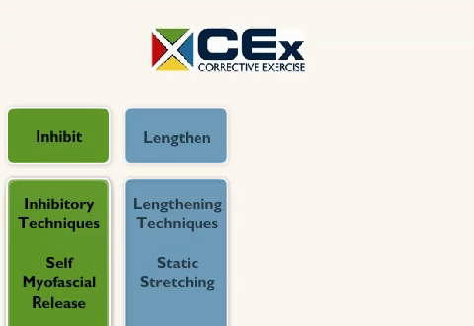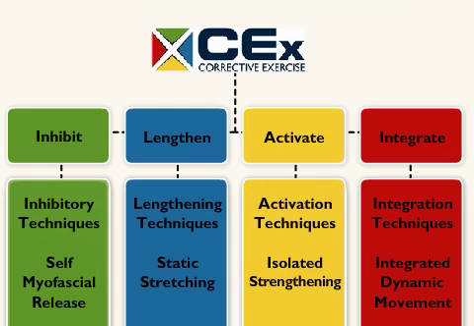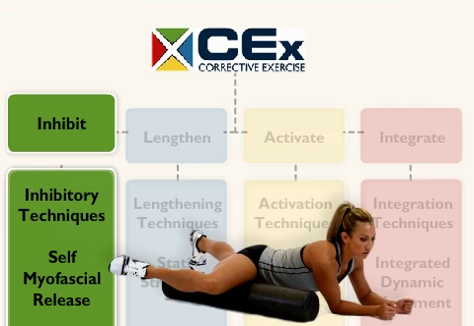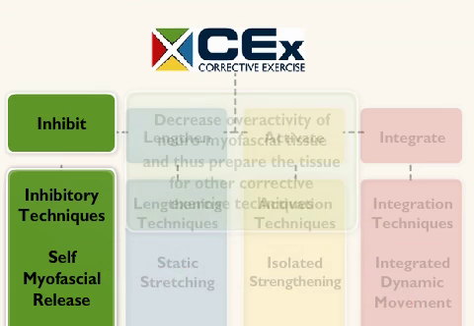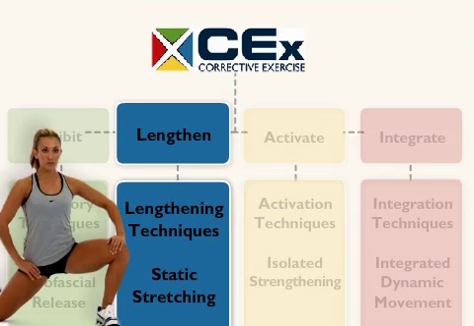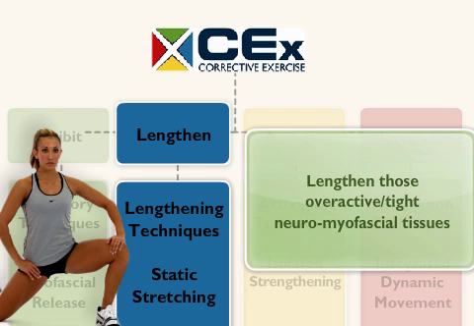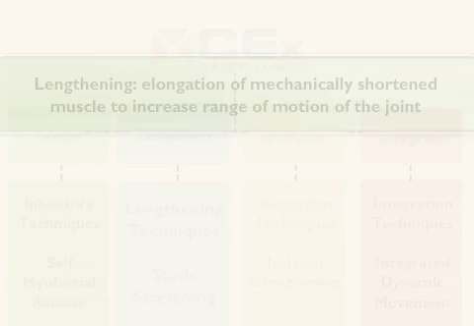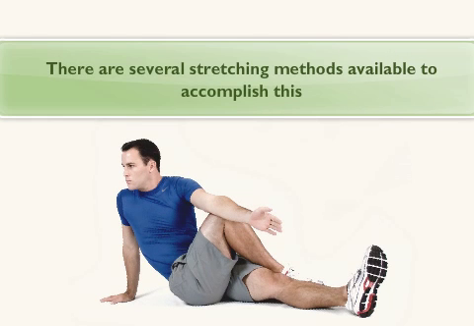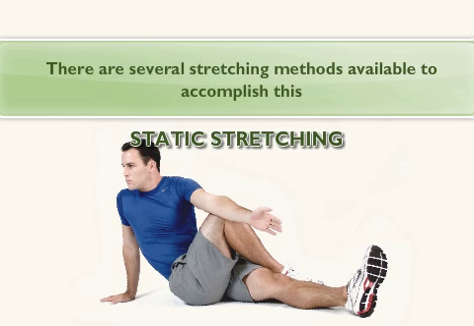As reviewed in previous presentations, inhibitory techniques are utilized in the first phase of the corrective exercise continuum to decrease overactivity of neuromyofascial tissue and thus prepare the tissue for other corrective exercise techniques. The second phase in the corrective exercise continuum is to now lengthen those overactive or tight neuromyofascial tissues. Lengthening refers to the elongation of mechanically shortened muscle to increase range of motion of the joint. There are several stretching methods available to accomplish this. However, for the purpose of this presentation, we will focus on static stretching.